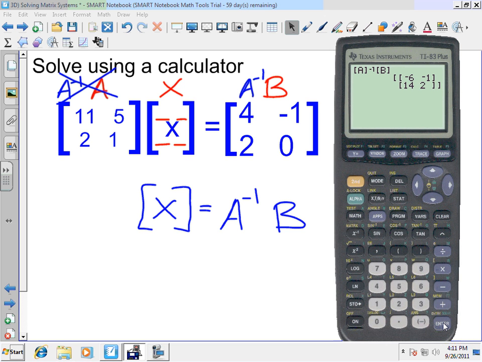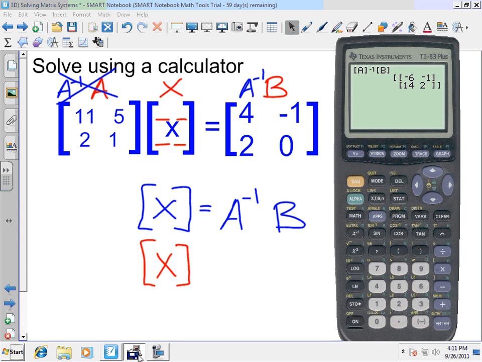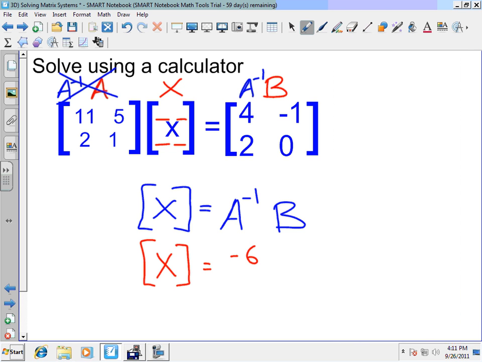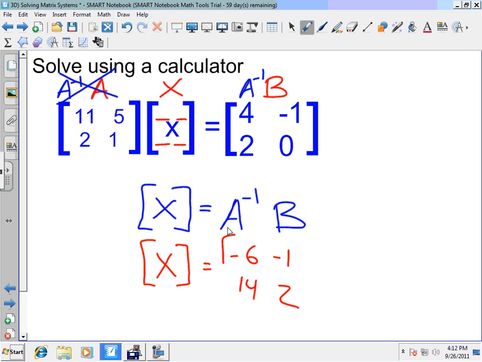So now we know that matrix X is equal to, let me pull it back up here, -6, -1, 14, 2. I believe I got the right numbers there. Okay? And that is our answer. So this is matrix X, and we now solved for that. Let's show how we could use it in a system.